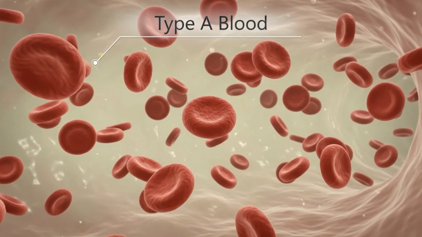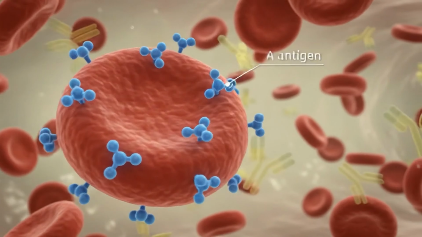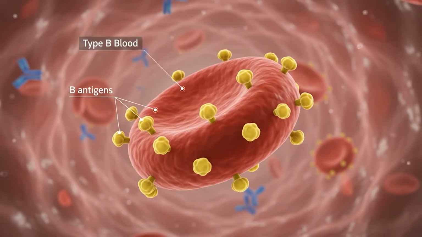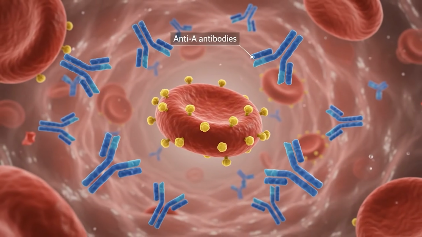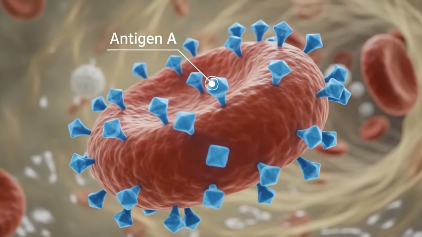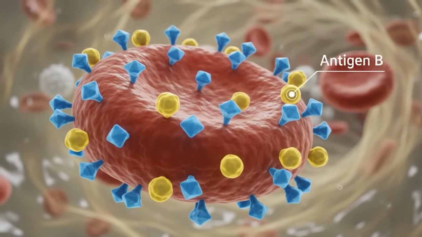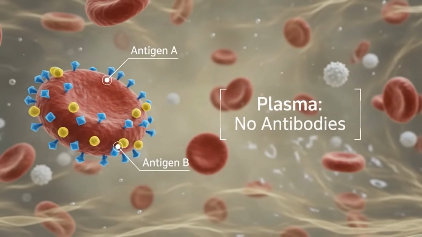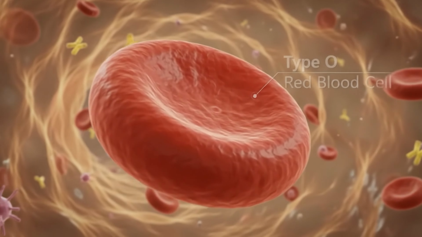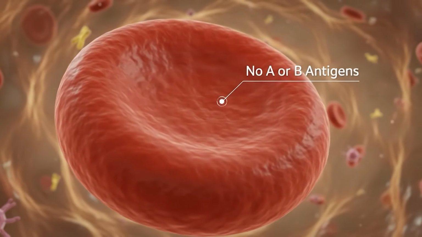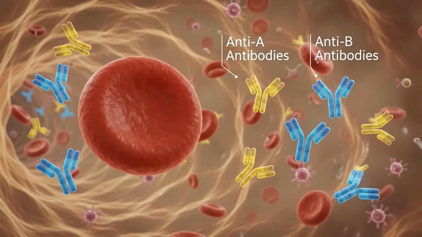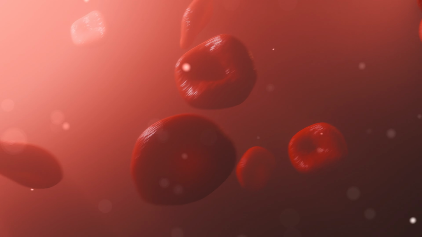People with type A blood have A antigens on their red blood cells, but their plasma contains antibodies against B antigens. People with type B blood have B antigens but antibodies against A. People with type AB blood have both A and B antigens, so they normally don't have anti-A or anti-B antibodies in their plasma. And people with type O blood have neither A nor B antigens, but their plasma contains both anti-A and anti-B antibodies. This sounds complicated, so let's make it incredibly simple.